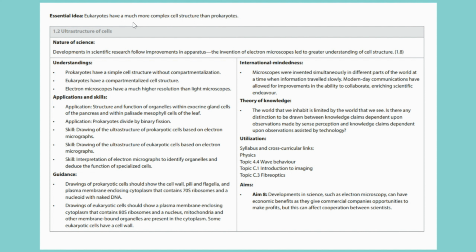International mindedness is where you link the topic to a much more global setting. Theory of knowledge, as mentioned, and utilization, where you can see the links from this chapter and unit to other chapters and units across the subjects that you may study.